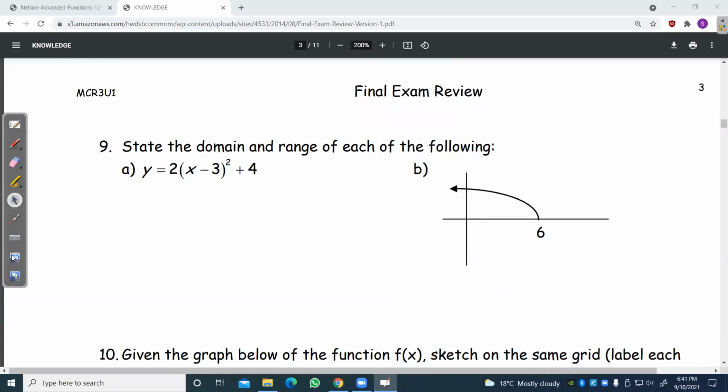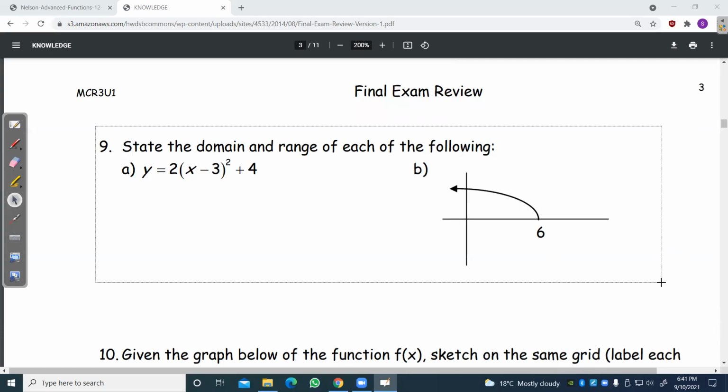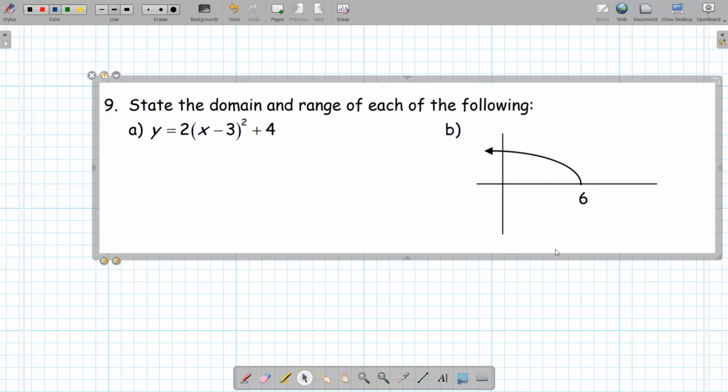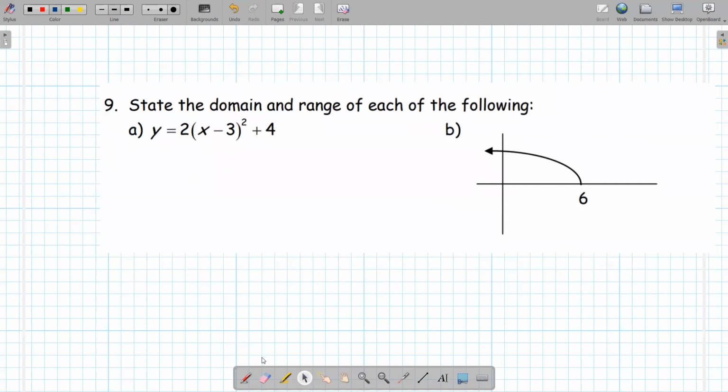Alrighty, let's move on. Domain and range. Again, this is going to come again in grade 12. What is the domain and range of this function? It's a quadratic function. Again, it has a power of 2, right? And this is in vertex form as well, which is good. So we can just make a quick sketch of this.